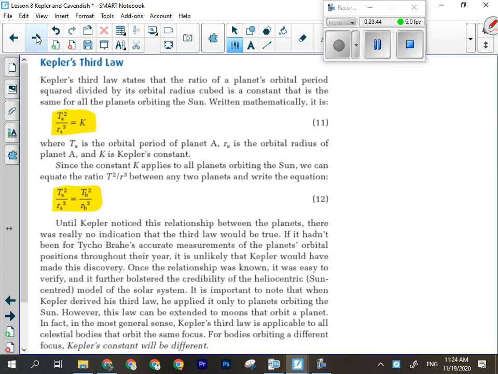I'm going to have you write it down in just a minute because I've got it highlighted on the next slide. Okay, so his law of periods was the final confirmation that everything in the solar system orbits the sun, and it was the final thing that Tycho Brahe's data proved.